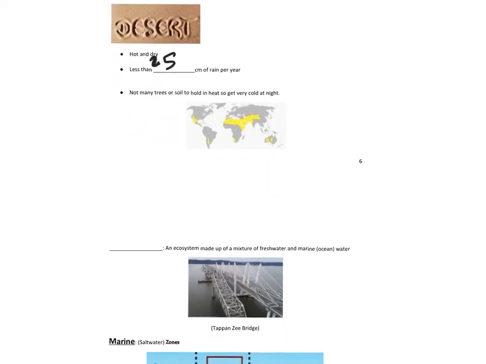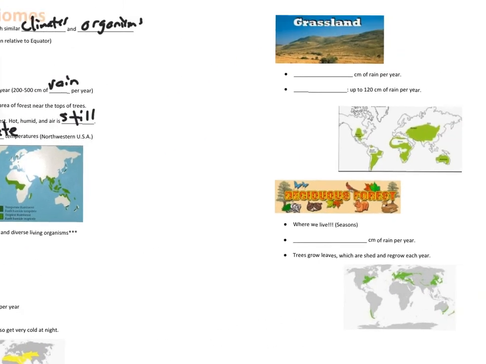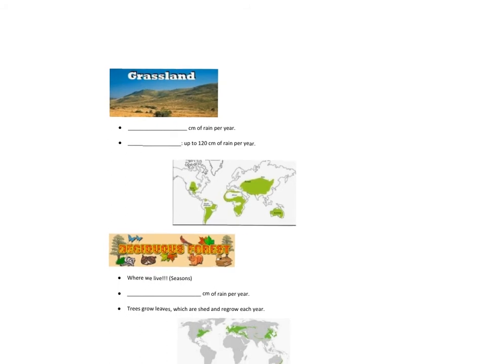We'll talk now about the grasslands. So here are grassland ecosystems or biomes, and a grassland biome will get between 50 and 90 centimeters of rain per year. And we have a subcategory of grassland called a savanna, and those can get a bit more rainfall, up to 120 centimeters per year.